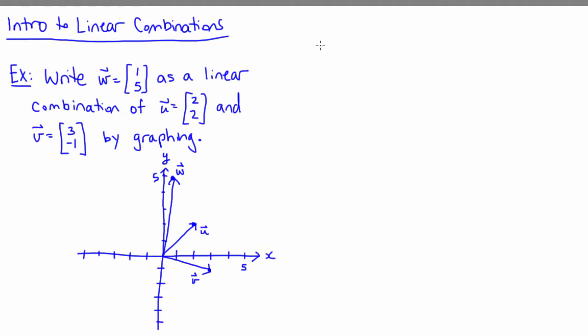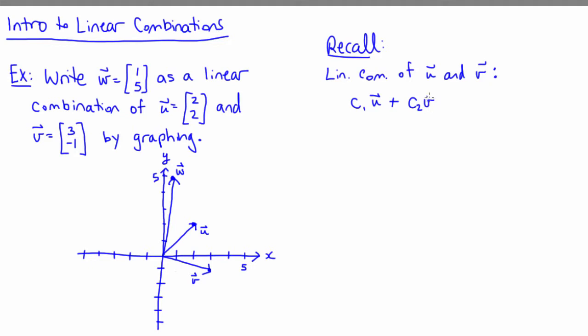Here's our sketch of u, v, and w. Now let's recall what exactly a linear combination represents. When we say linear combination of u and v, algebraically what that represents is taking some constant c1 times u and adding it to the vector c2 times v, where again c2 is some constant. So constant times u plus a constant times v.